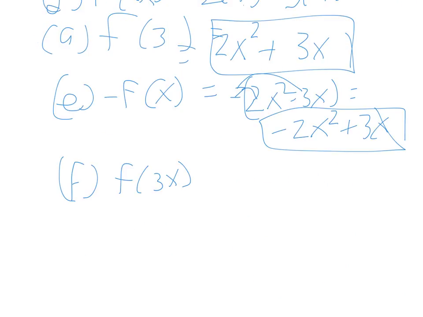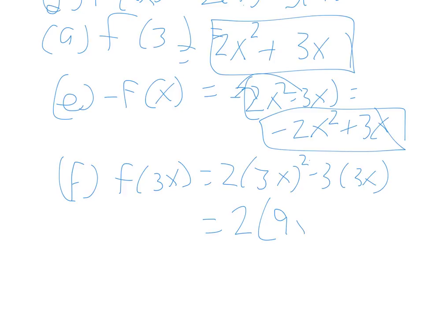In part F, f of 3x, which would be 2 times 3x squared minus 3 times 3x. That'd be 2 times 3 squared, which is 9, and then x squared, minus 3 times 3, which would be 9x. 2 times 9 is 18x squared minus 9x.